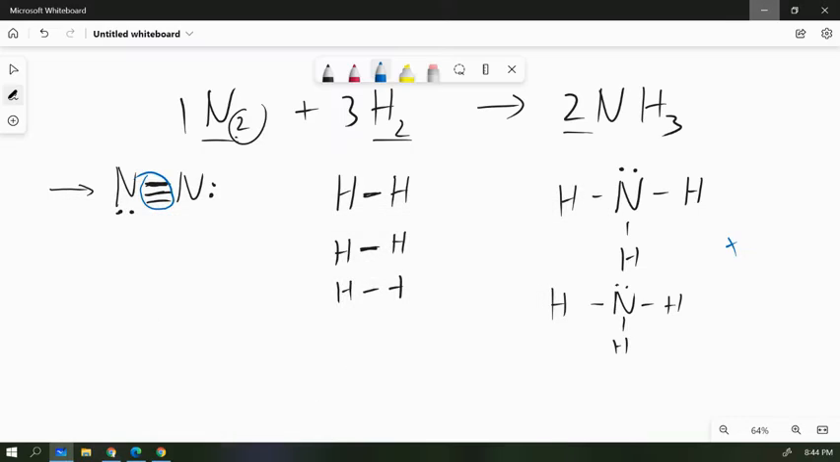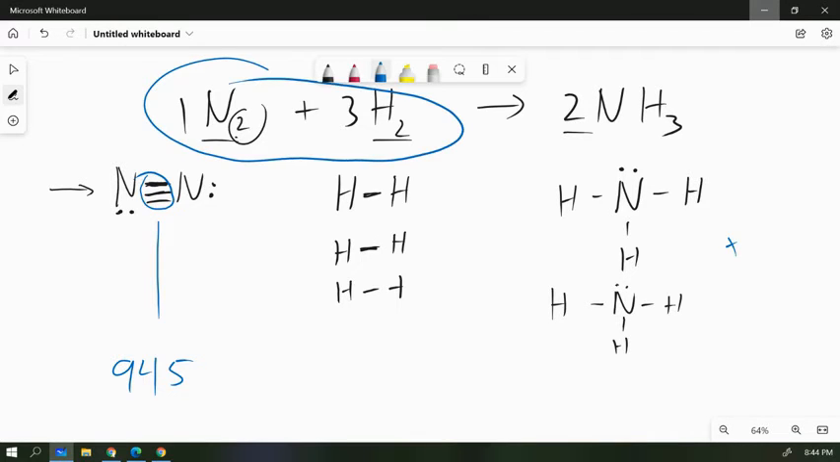So I'm going to take that over here, and I'm going to say that energy right there is 945 kilojoules per mole. I'm not going to worry about writing units down right now. So I know the energy that it takes to break that bond. Remember, everything over here, we're breaking all these bonds. On this side, we're forming bonds. But let's focus on one thing at a time.